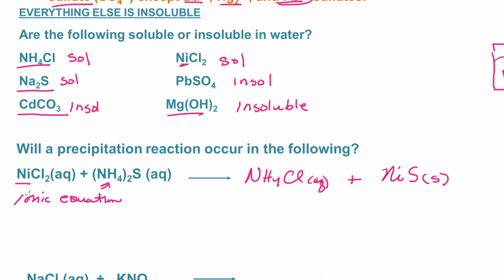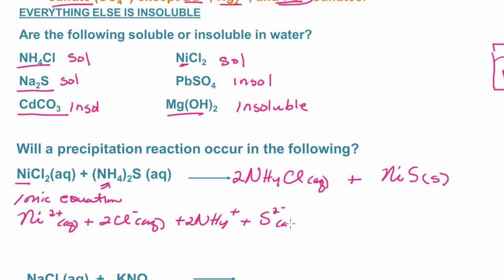So here's what we have. On the left side, we have nickel ions. That's aqueous, by the way. And we have chloride ions. And by the way, we have to make sure this equation is balanced. It is now balanced. And then we have the ammonium sulfide. So we also have ammonium ions. We'd have 2 of those, plus sulfide ions.